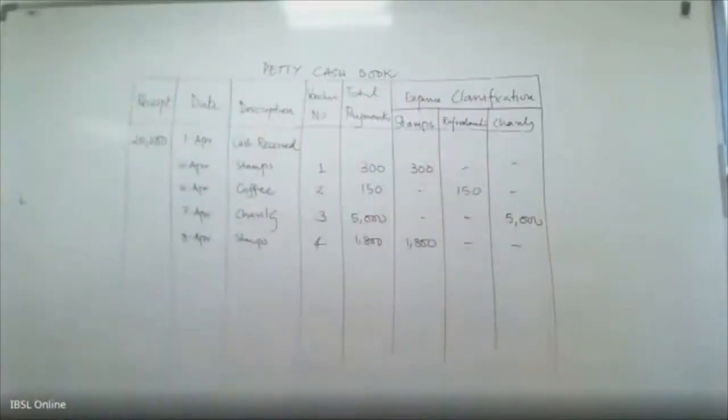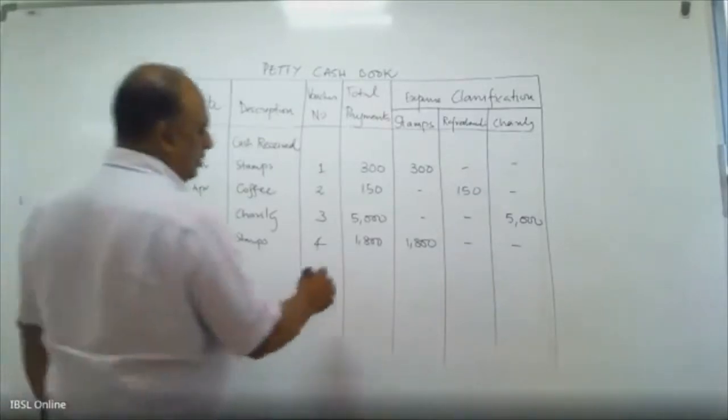You see, this is how we record the transactions. Let's assume that we have come to the end. I haven't given further transactions just to make you understand. If you look at the total transactions for the month, they are this. Now let's total this.